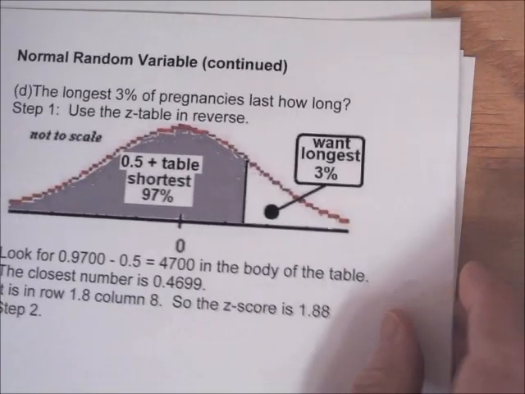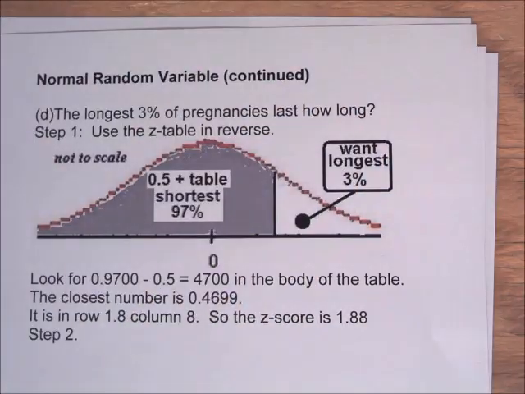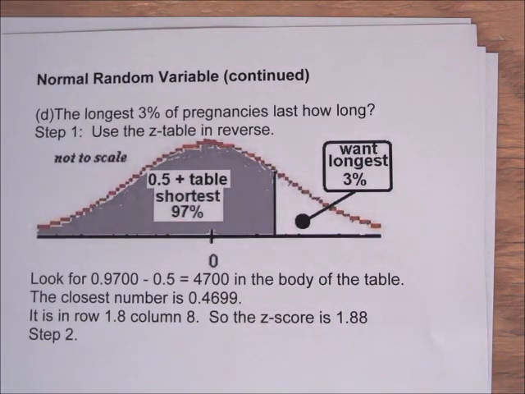We can also use the z-table in reverse. The z-table is set up to look up z-scores. If you're given a probability and you want to find the z-score that goes with that probability, then you have to use the table in reverse.